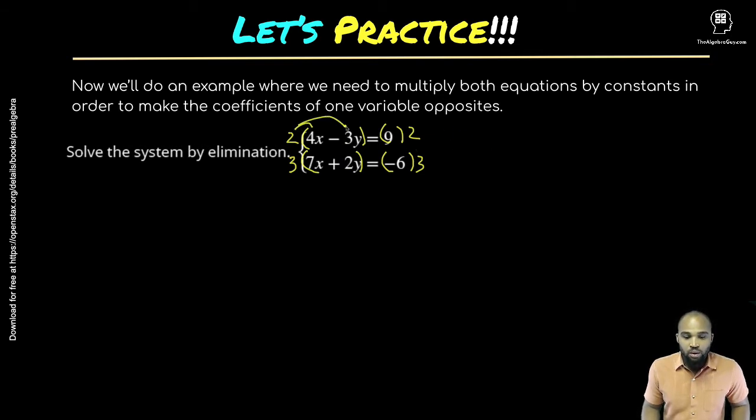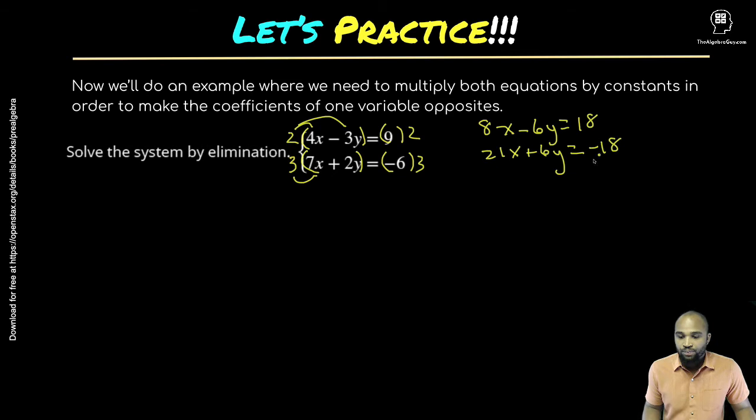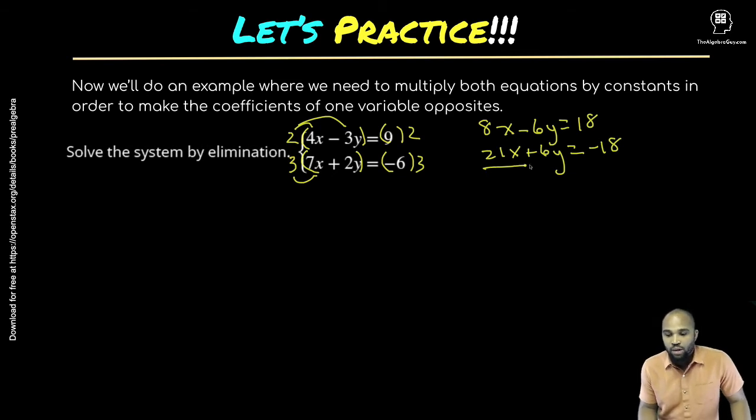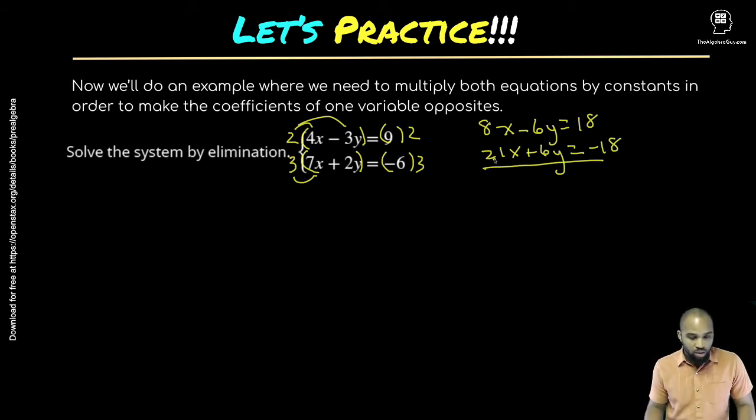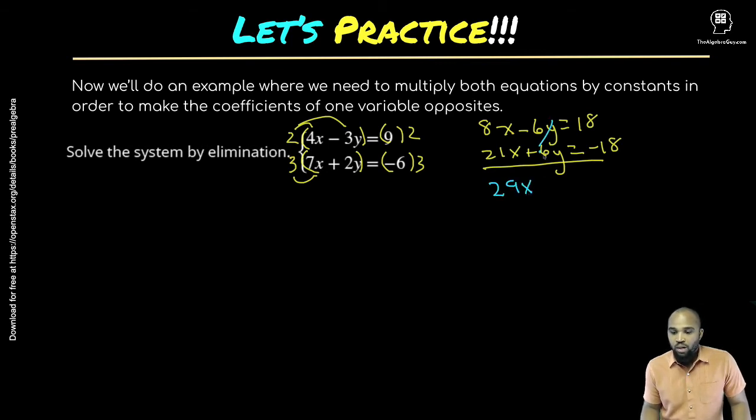When I distribute here, I get 8x minus 6y equals 18. And distributing here will give me 21x, and again 6y, sorry, and a -18. Now I'm able to add everything up. 8 and 21 will give me 29x. These cancel, that's 0. 18 minus 18 is easy, it's 0.